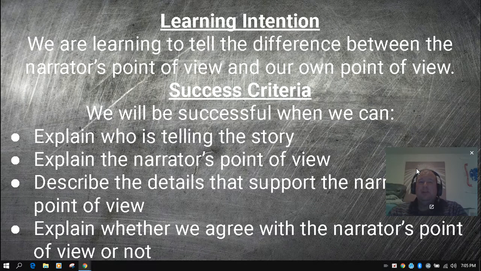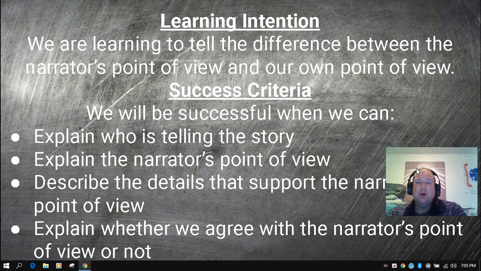So today we were really learning to tell the difference between the narrator's point of view and then your own point of view, after you've taken in all that information from the stories. And then we're going to be successful when we can explain who is telling the story. Remember, in The Case of the Gasping Garbage, it seemed like there was an outside person telling us what was going on with Drake and Nell. And sometimes we thought Drake and Nell were telling the story. And then in Thunder Cake, the little girl was the narrator, telling us her experiences with her babushka, her grandmother. And then explain the narrator's point of view, describe the details that support it, and use text evidence to explain whether you agree or disagree with the narrator.